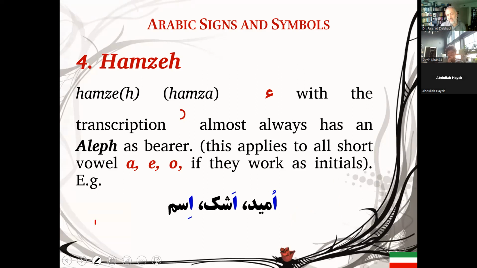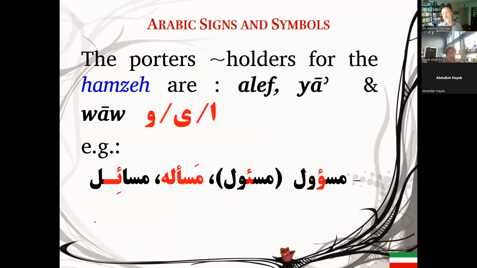And now let's see what we do with those hamzeh when they come in the middle. In the middle, it could sit above a vav, or it could sit above a ye, and it creates a glottal stop.